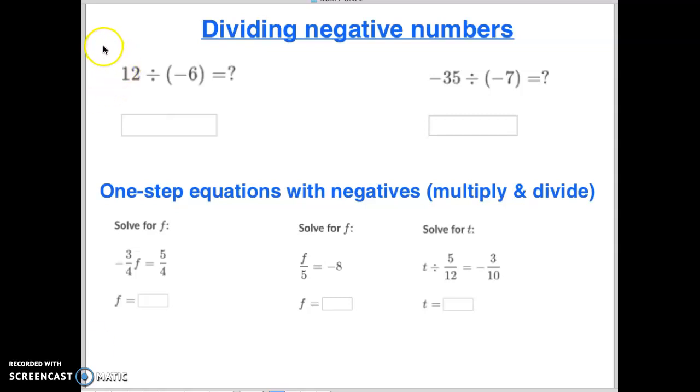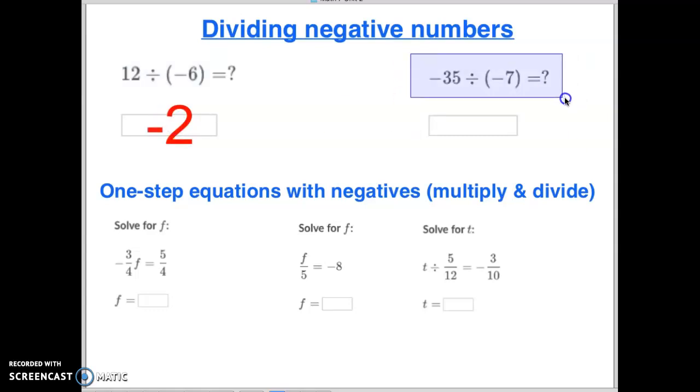So on this one, when you look at this top equation right here, count up your negatives. How many negatives do you have? You have one negative, which is an odd number, meaning your answer will be negative. Then we just simply do what is 12 divided by 6? 12 divided by 6 is 2, so our answer should be negative 2.